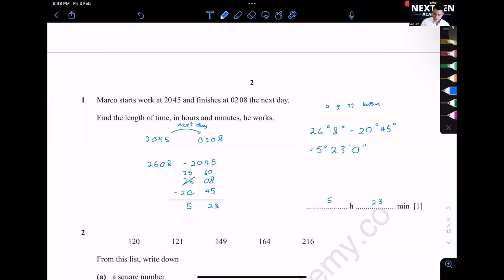How do you get 26? Like this, you need to add 24 hours. For the next day, you need to add 2400, because the next day is 24 hours in terms of the 24 hour timing. Got it? All clear? This is just a 1 mark question. Normally the first few questions are 1 mark.